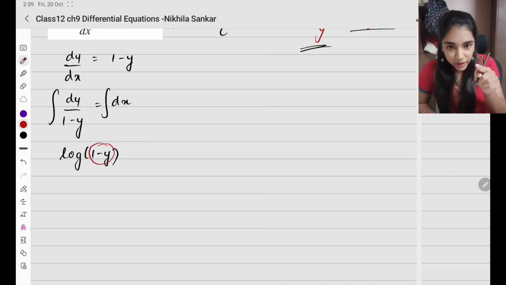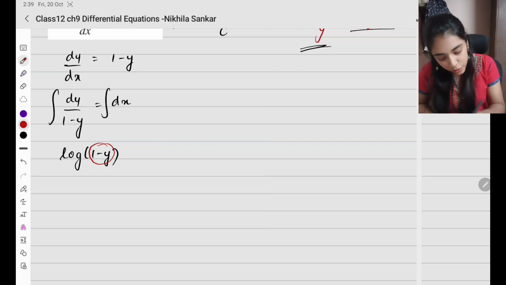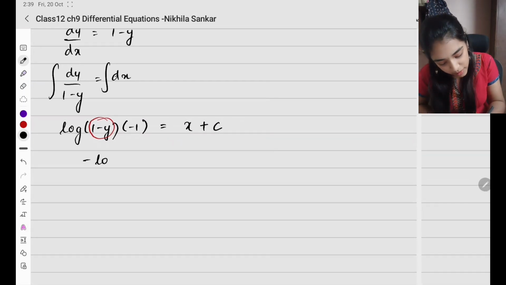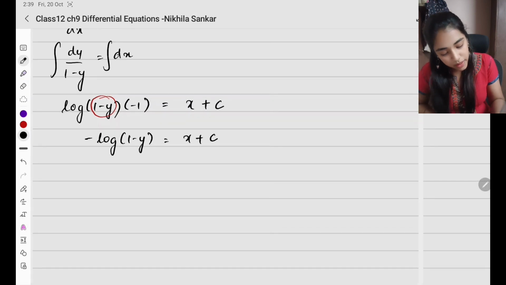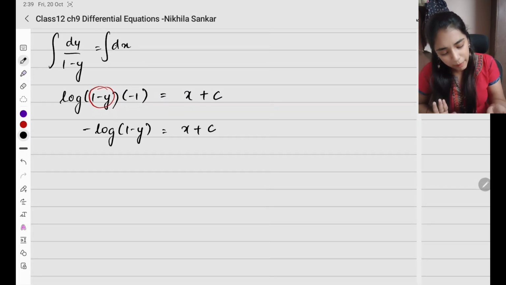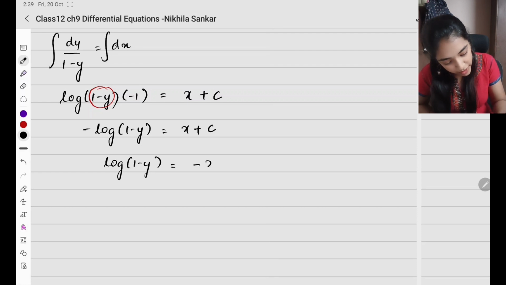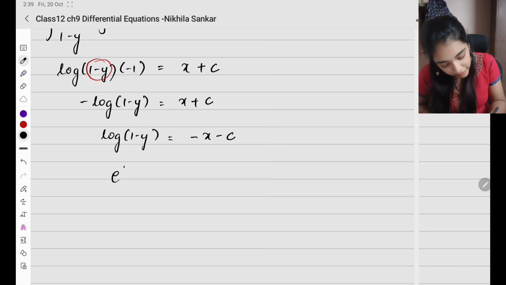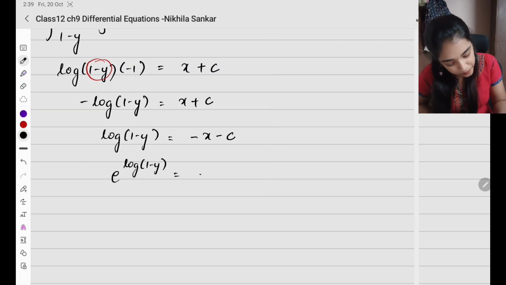Derivative பண்ணா என்ன ஆகும்? 1 minus y ஓட derivative is going to give you minus 1. So you have times minus 1 equals இந்த பக்கம் என்ன இருக்கு? X plus c. So what do I have here? Minus log of 1 minus y equals x plus c. So taking minus to the other side, I have log of 1 minus y equals minus x minus c. Taking exponent on both sides, what do I have? E to the log of 1 minus y equals e to the minus x minus c.